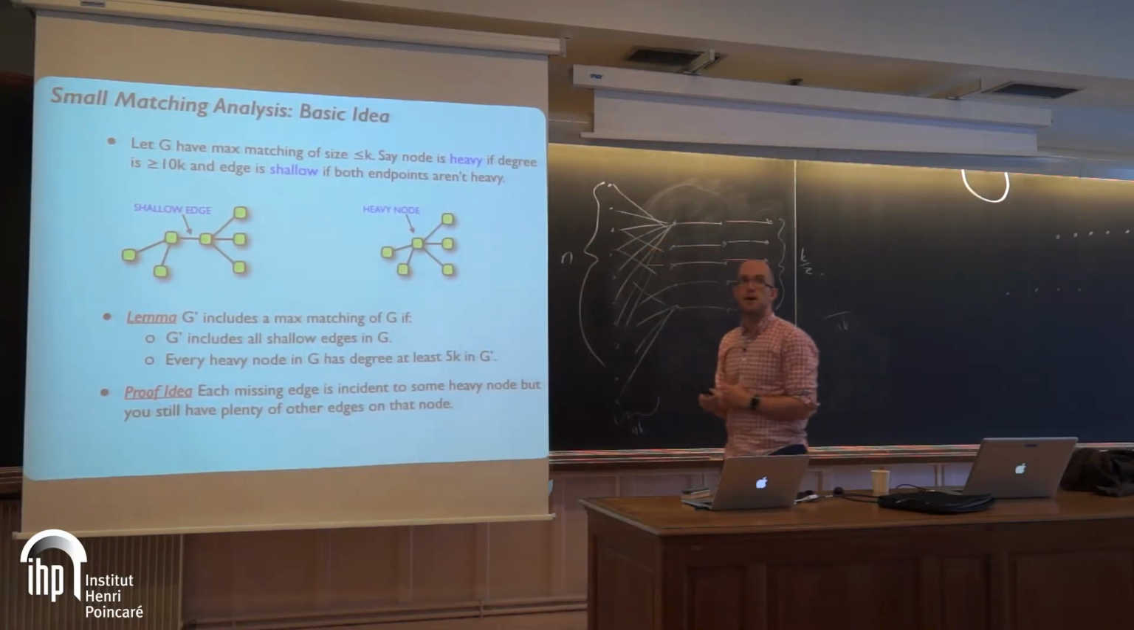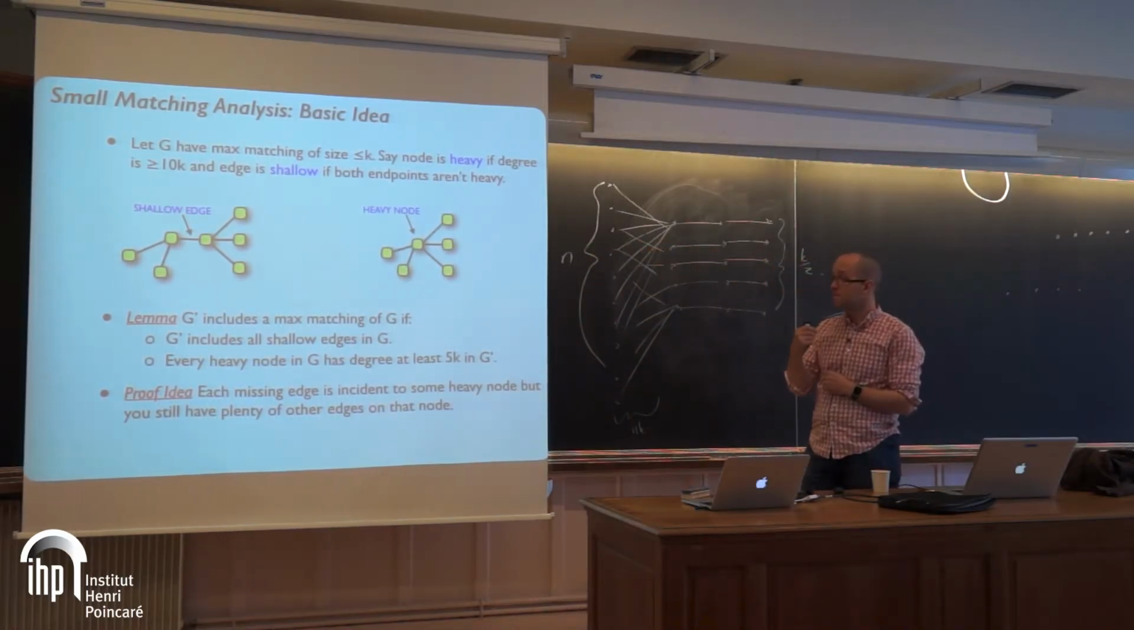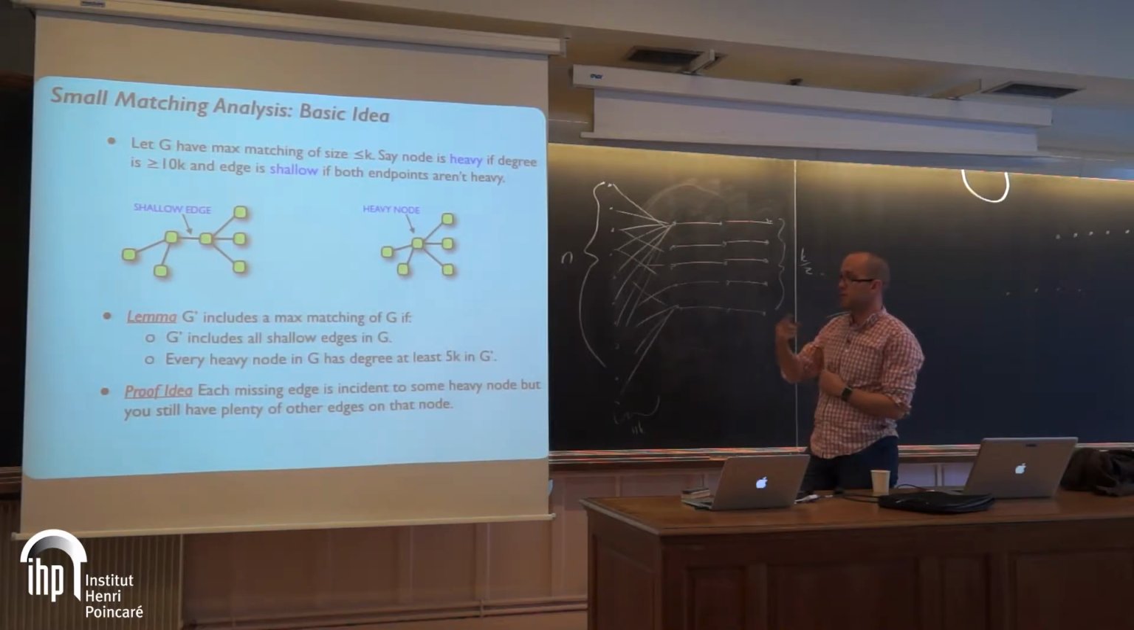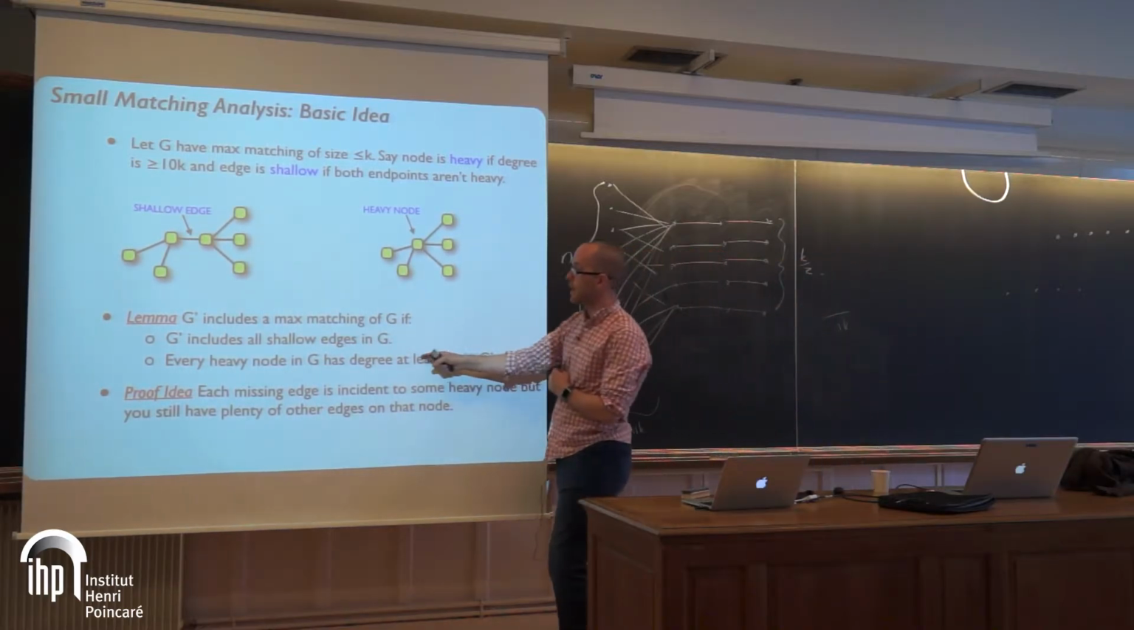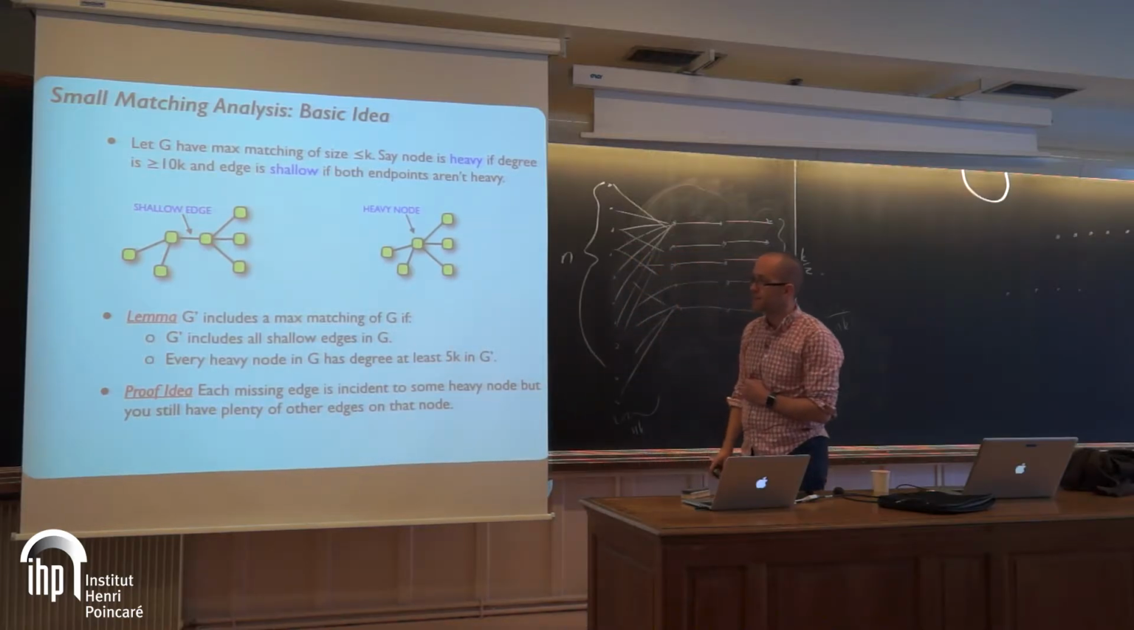I'm not going to formally prove these properties, but I'm definitely going to use this lemma. So what I want to prove is that using Snape sampling, we satisfy these two properties with high probability, and then we'll be done.